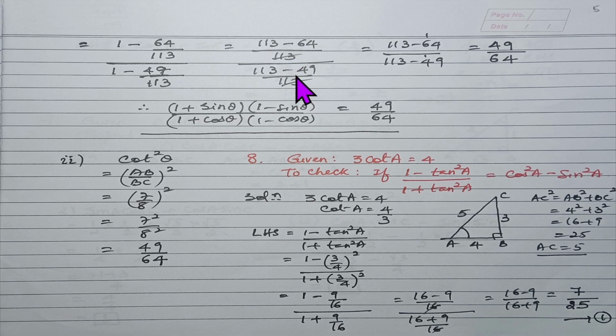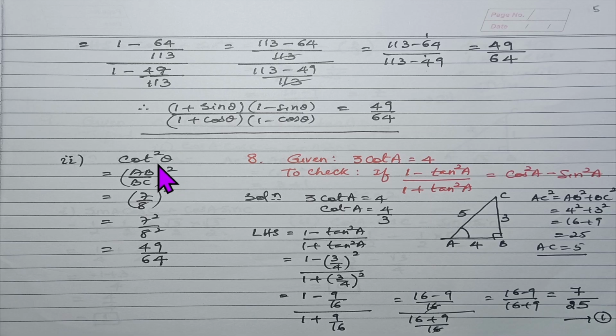113 minus 64, 113 cancels here, 113 minus 64, 113 minus 49, and that is 49 by 64 is the answer. Therefore (1 plus sin theta)(1 minus sin theta)(1 plus cos theta)(1 minus cos theta) is equal to 49 by 64 is the answer. So please remember that.